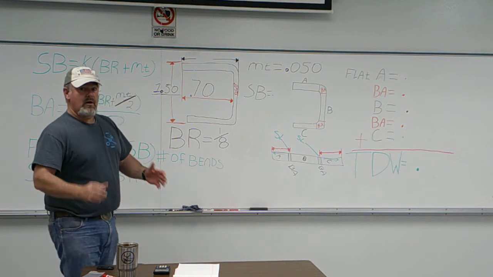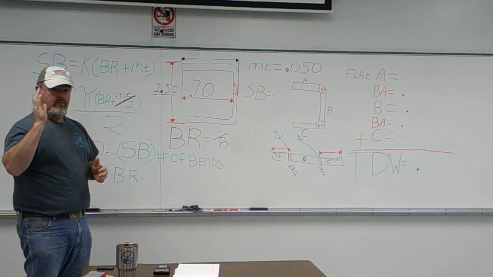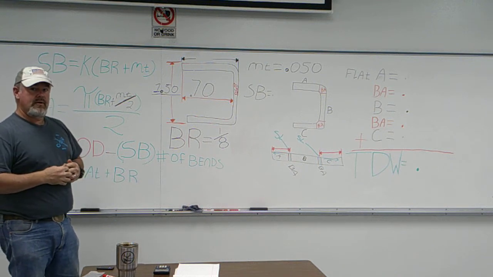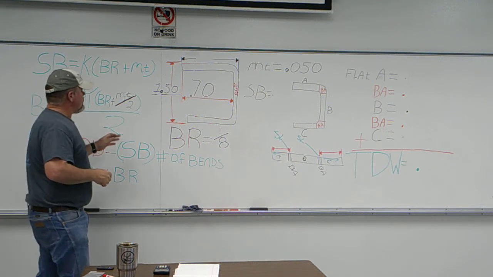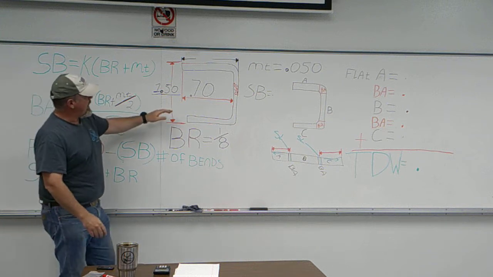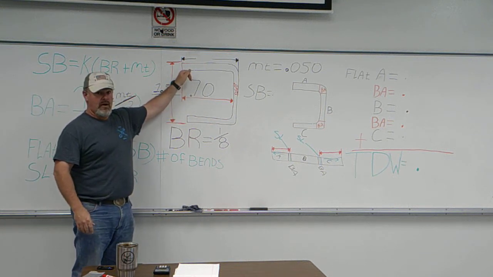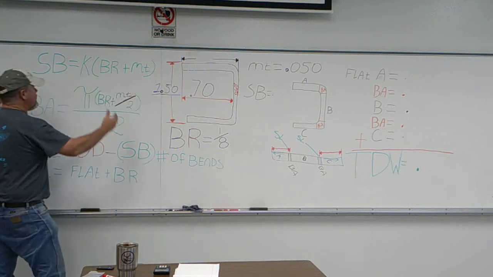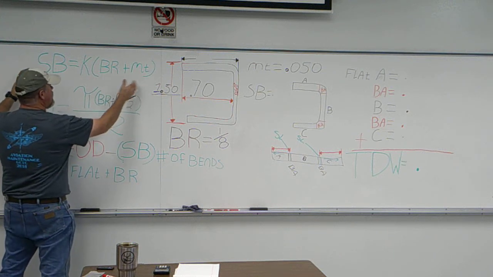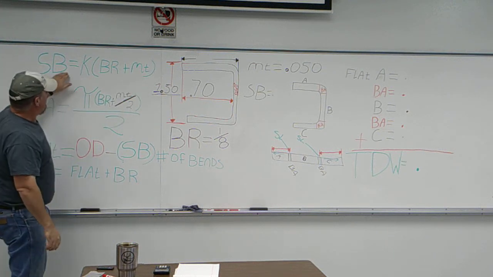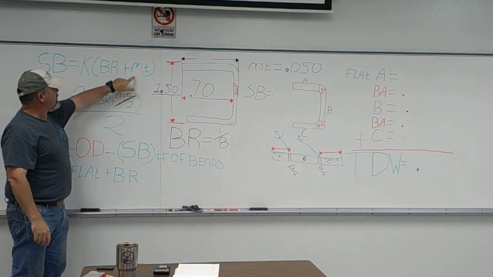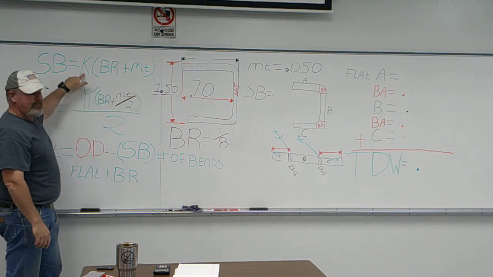Alright guys, today we're going to work on sheet metal bend calculations. So we're going to go through the steps to make a piece of seat channel right here. Our first calculation or equation is setback, that is bend radius plus material thickness times K.